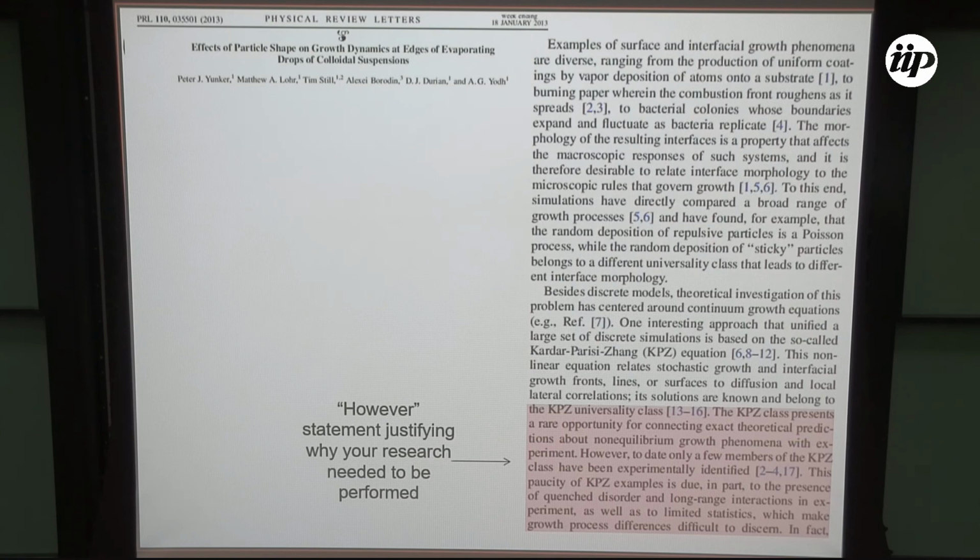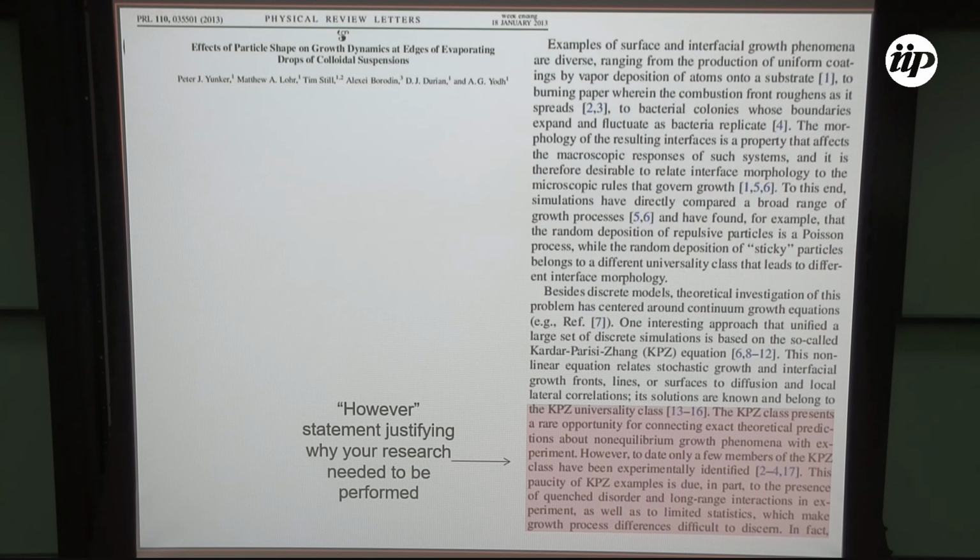The KPZ class presents a rare opportunity for connecting exact theoretical predictions about non-equilibrium growth with experiment. However, to date, only a few members of the KPZ class have been experimentally identified. So this is where they're saying, okay, there's a problem, and they're obviously setting up the reader to know that we're here to solve this problem in this paper.